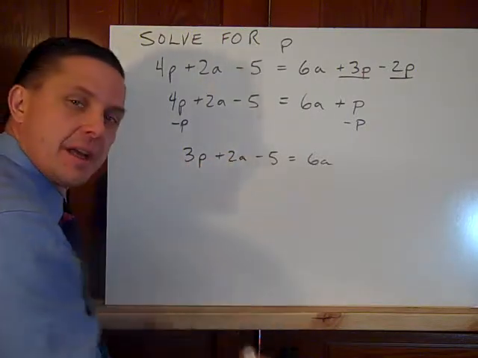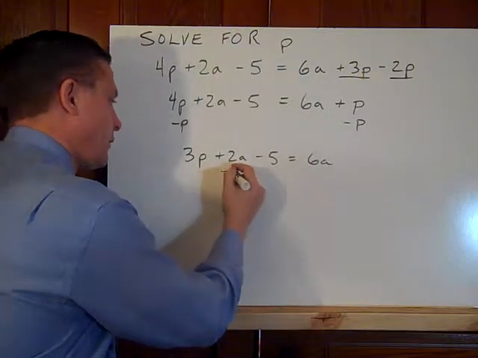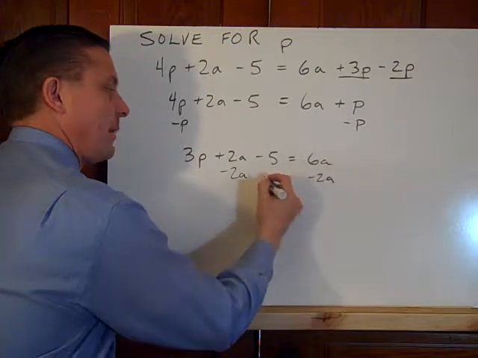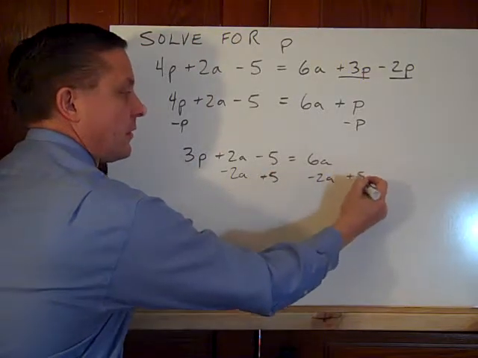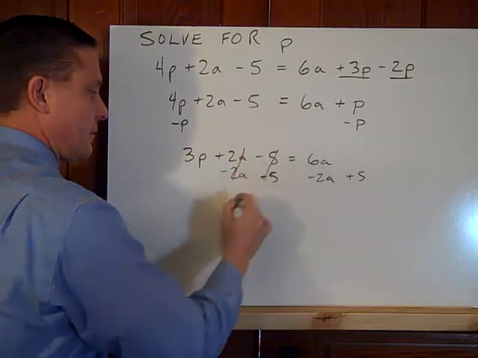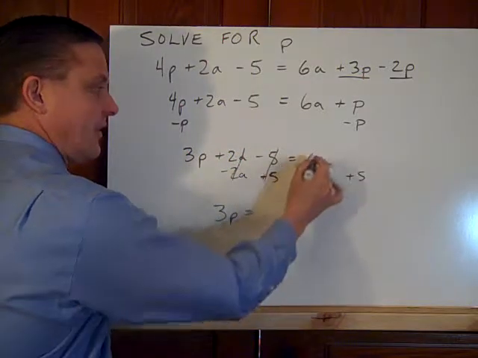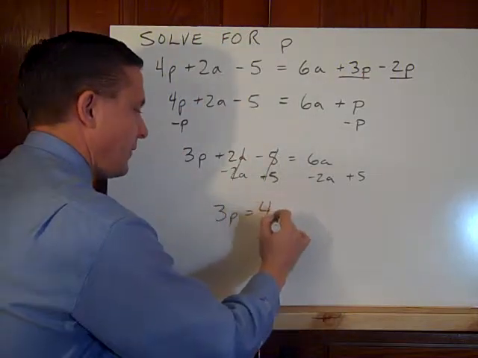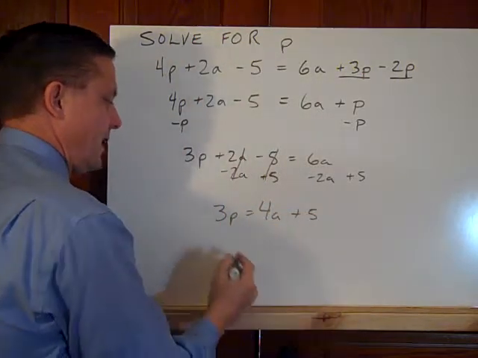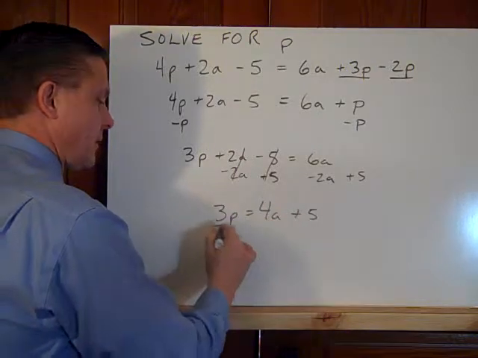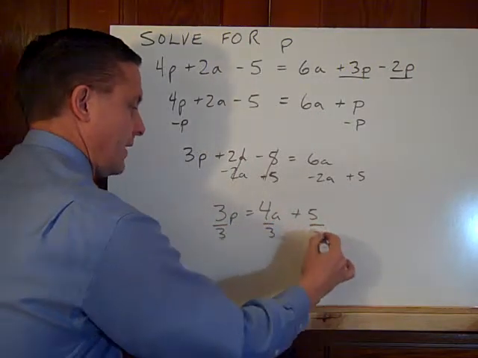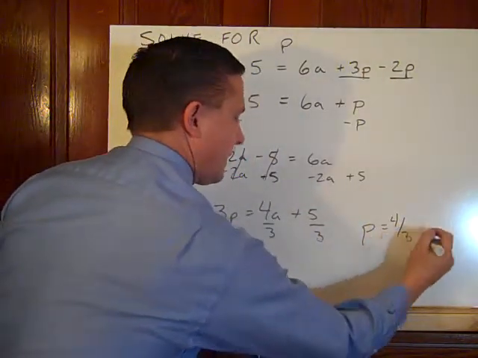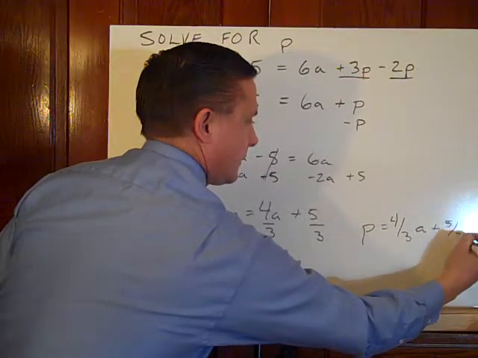So 2a and negative 5 gotta go bye-bye. So I'll subtract 2a, and since negative 2a is the same as 6a, I'll put it underneath. I'm going to have to add 5. Nothing the same over there. These cancel, and I have 3p equals 6a minus 2a, 6 minus 2, 4. So how about 4a plus 5? And I'll divide both sides by the coefficient, which is 3. And I will get that p is equivalent to 4/3 of a plus 5/3.